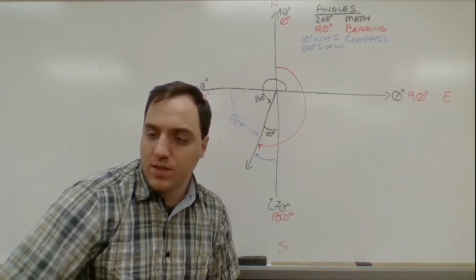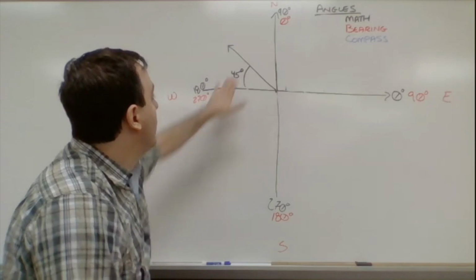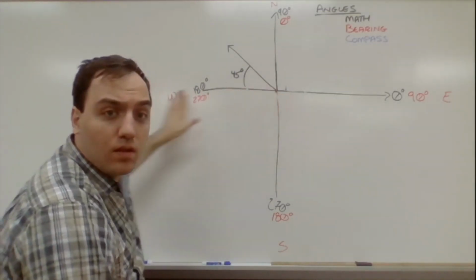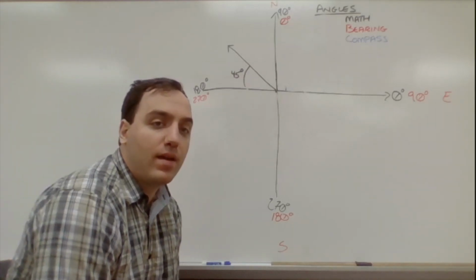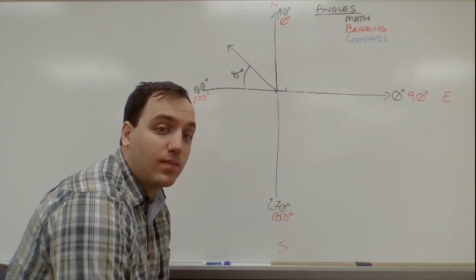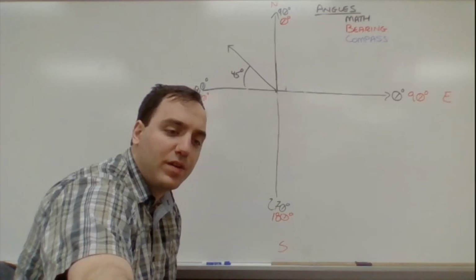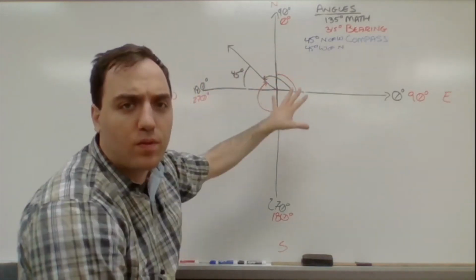Let's do one more as a practice problem. For our practice example problem, we have 45 degrees here from this line pointing west. What is the math angle? What is the bearing? What is the compass angle? Go ahead and give it a try, check back in after you're done. You should get these three answers.